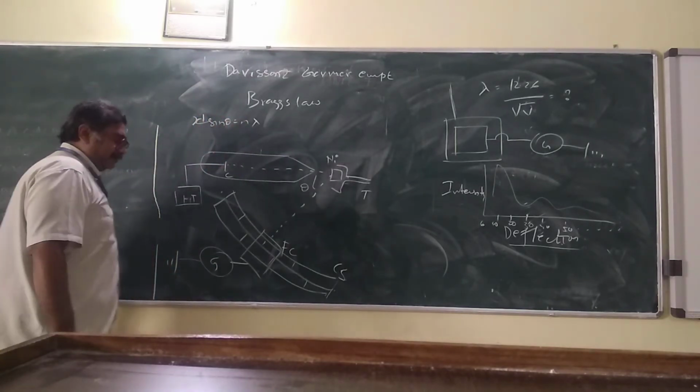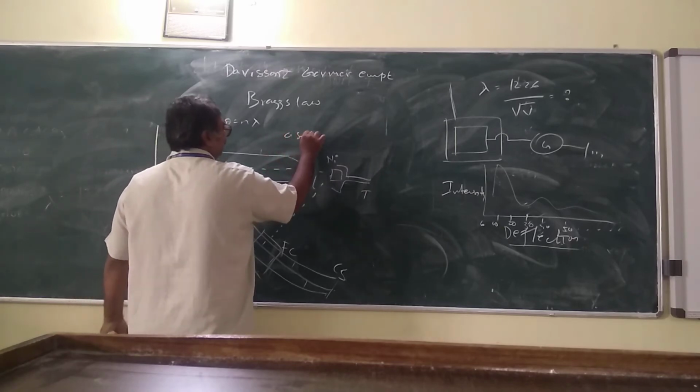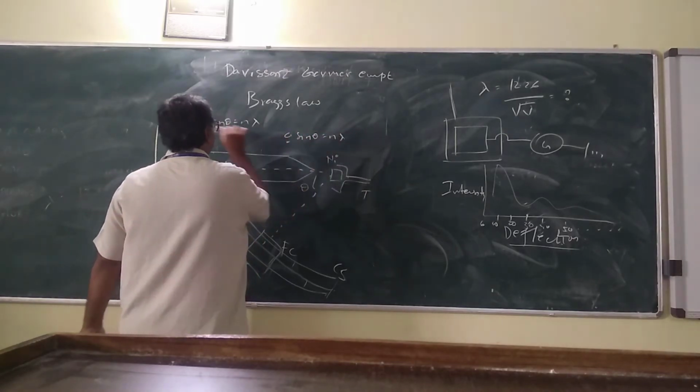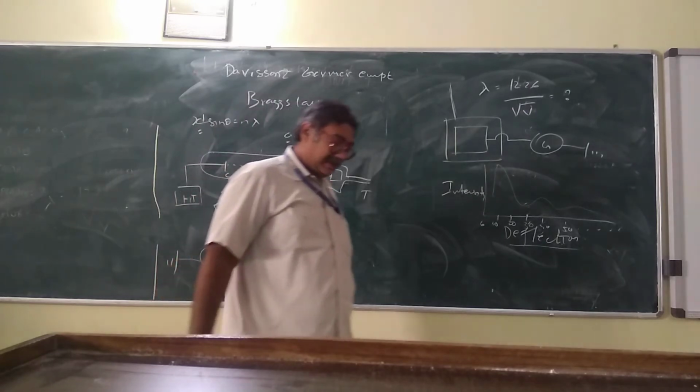This is what the Bragg's law equation is, or it can also be written as 2d sin theta equals n lambda. What is the Bragg's law?